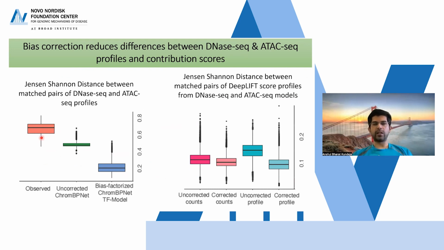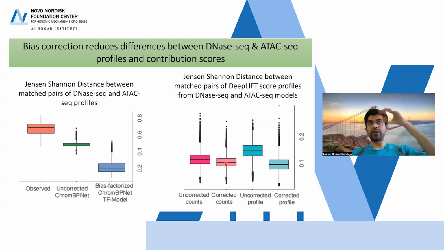without any correction, this is for the observed data, they're very different. The bigger the Jensen-Shannon distance on the y-axis, the more different they are. This is the uncorrected observed data. This is the uncorrected predicted data. And this is the bias corrected predicted data. So after you do bias correction, their profiles start looking much more similar to each other than observed or predicted uncorrected. And also if you take the DeepSHAP scores, the DeepLIFT scores, the contribution scores from the count heads, after bias correction, there isn't much of a change.